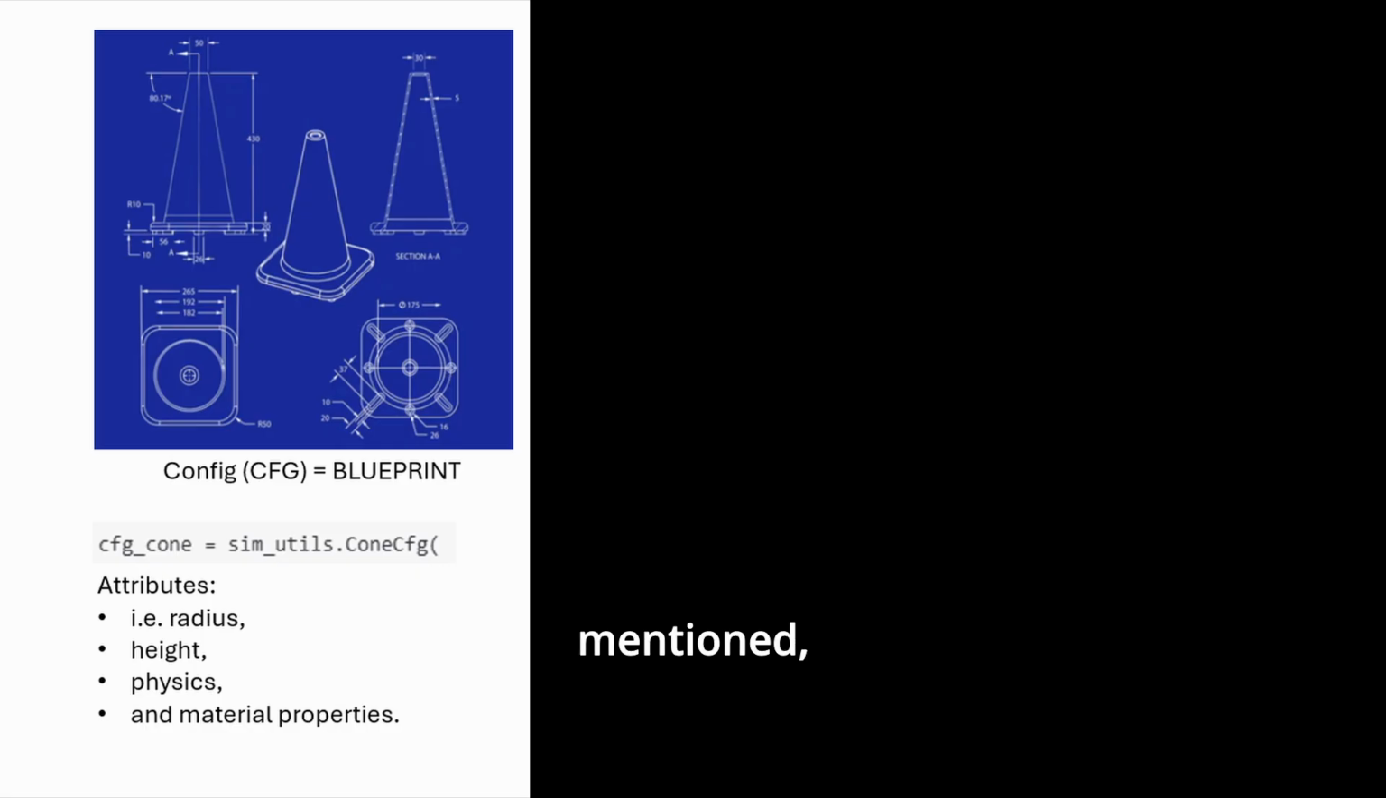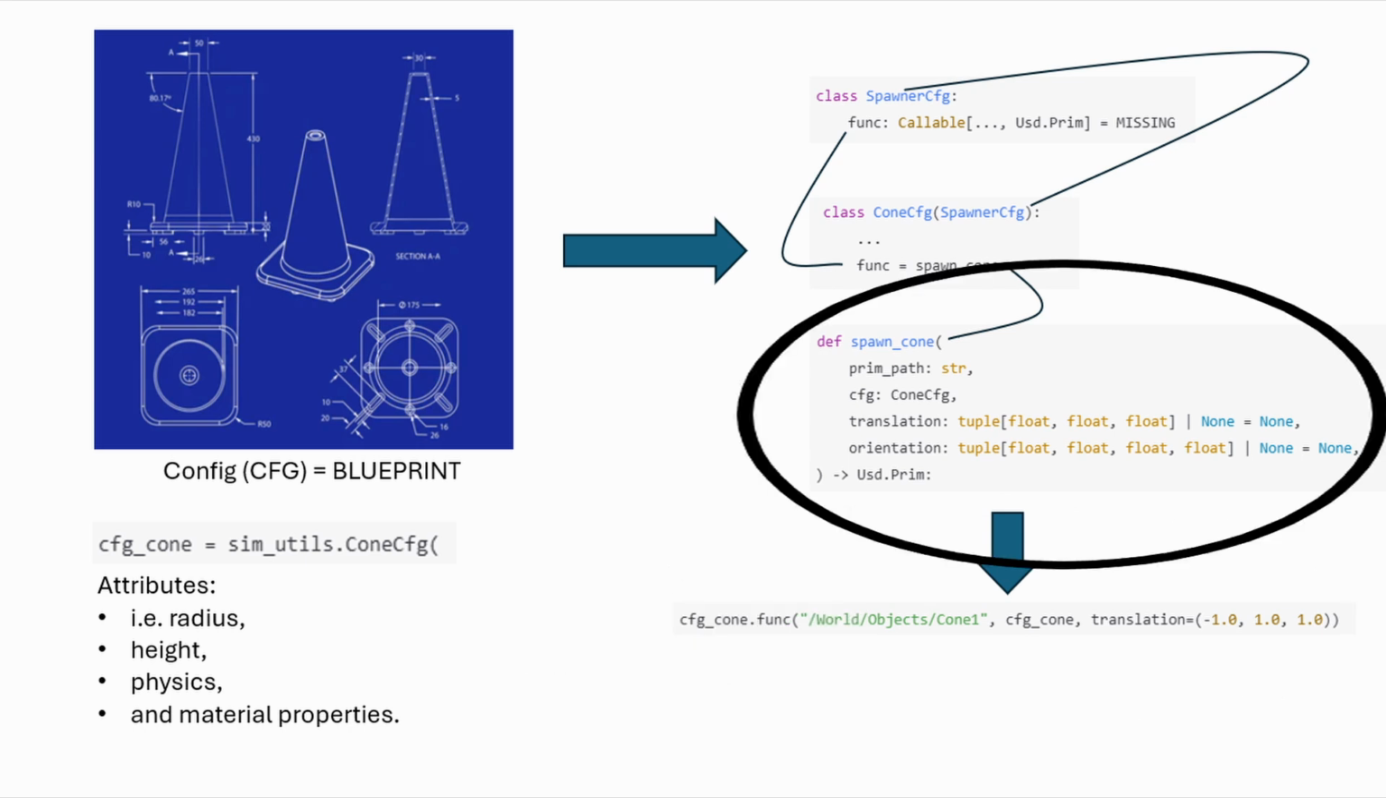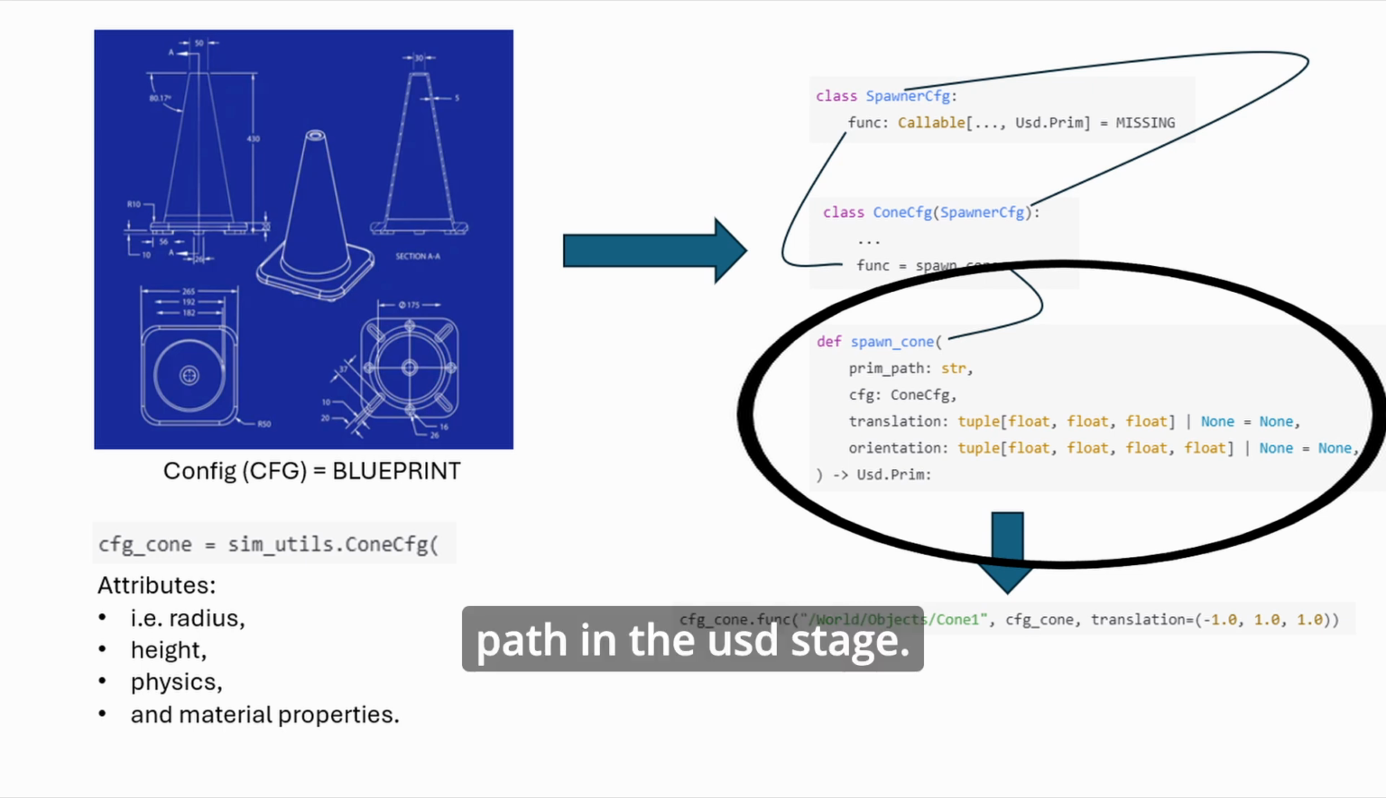So as previously mentioned, we can think of the configs like blueprints, which are initialized with specific attributes. For example, we can initialize a cone with a specific radius and height. Now when calling the func method on a configuration object, it triggers the spawn function, which uses the configuration attributes, like radius and height for a cone, and creates the prim at the specific path in the USD stage.